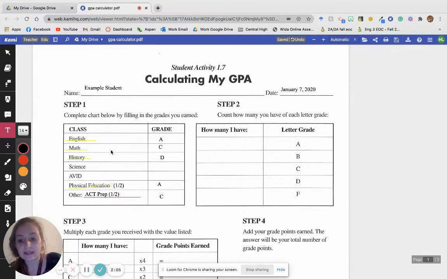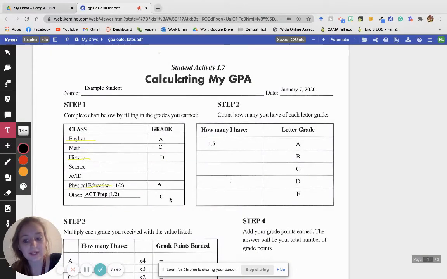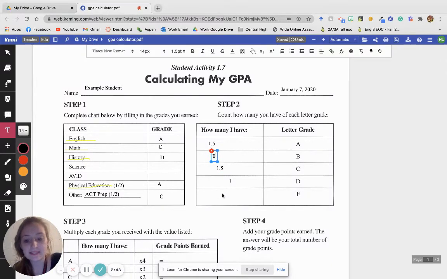So I'm going to start here looking at these classes, and I am just going to say how many of each letter that I have in step 2. So this student has 1 D. Okay, so it looks like they have 2 A's, but remember that for this A is only a half credit. So really, they only earned 1.5 A's. And same thing with the C's. They only earned 1.5 C's. Now this student did not earn any B's, and they did not fail any classes.